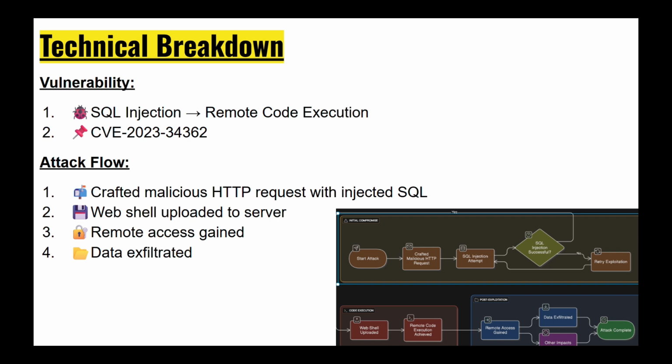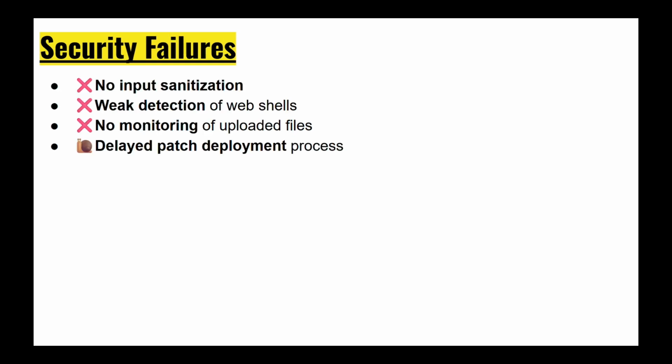This allowed the attackers to upload a web shell to the server, essentially a backdoor that let them interact with the system remotely. With remote access established, they moved on to exfiltrating sensitive data from the compromised servers. Several key security failures enabled this breach to succeed. First, input sanitization was lacking, a basic yet crucial defense that was missed.